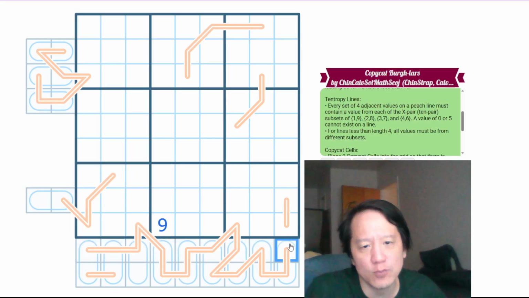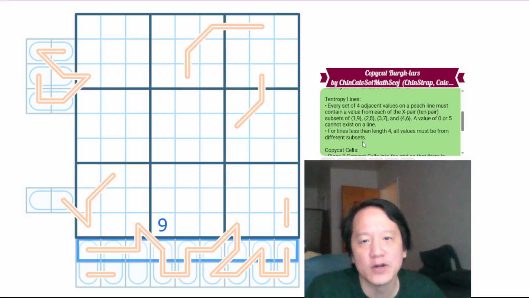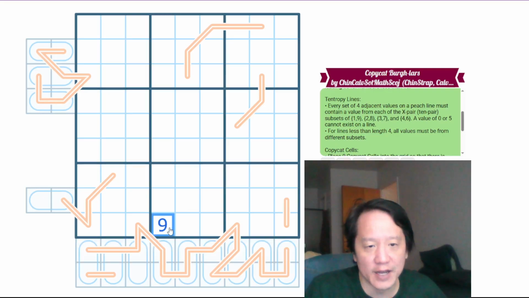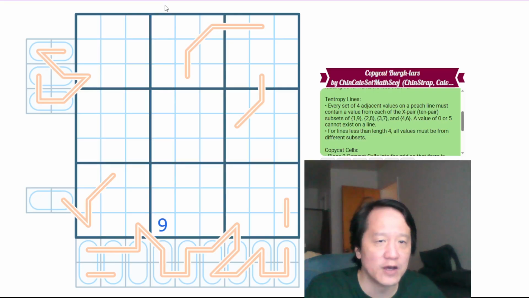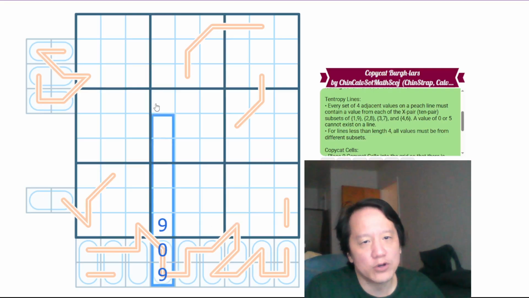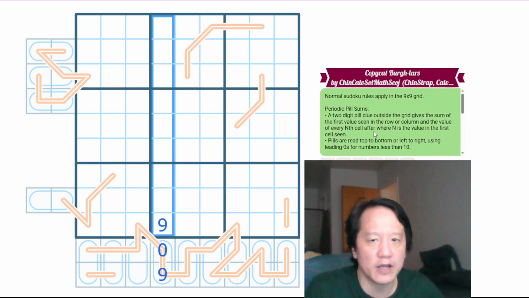The reason I'm wondering about this is because of the tentropy lines. Oh, we have copycat cells. Okay, that makes more sense. So if you did have a 9 in value, it would be whatever plus the 9th cell, but there would be no 9th cell. So the value of this would be 09 in that case. That's how it works normally for these periodic pill sums.